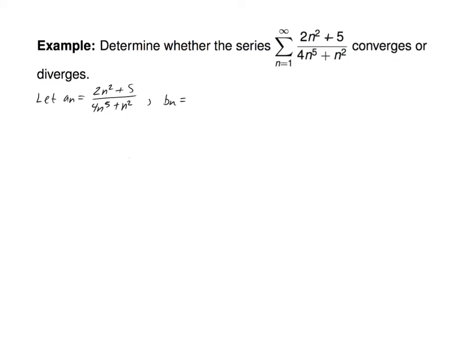And find b sub n using the highest powers of the numerator and denominator. So what's the numerator's highest power? N squared. What's the denominator's highest power? Okay, so n squared over n to the 5th, which reduces to... We have kept our constant multipliers.